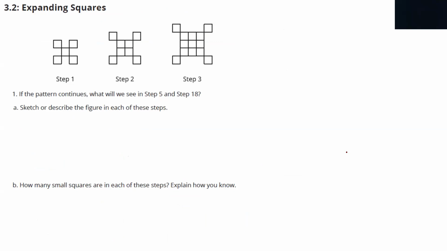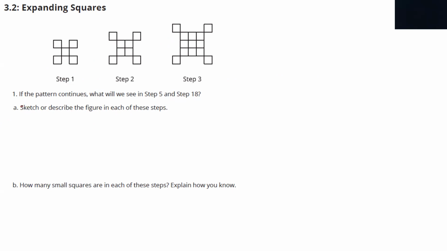For this activity, you are expanding the squares. So you're given step 1, step 2, and step 3 and the shape of these figures. The question says, if the pattern continues, what will we see in step 5 and step 18? So based off of these figures, we need to determine the following steps: step 4, step 5, step 6, step 7, etc. What they want you to do here is sketch or describe the figure in each of these steps.